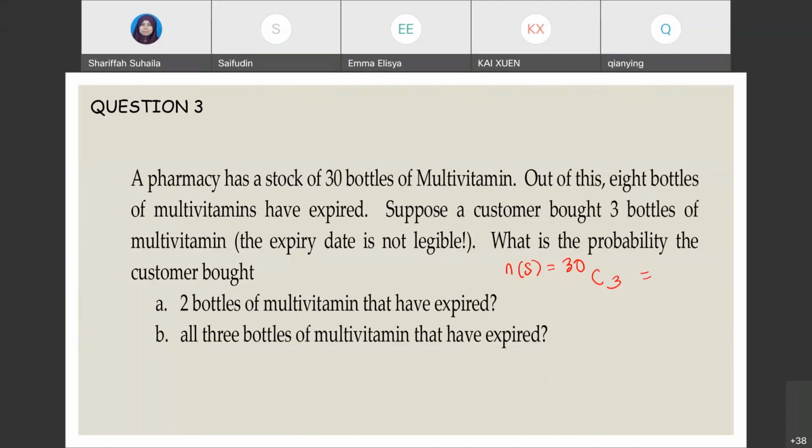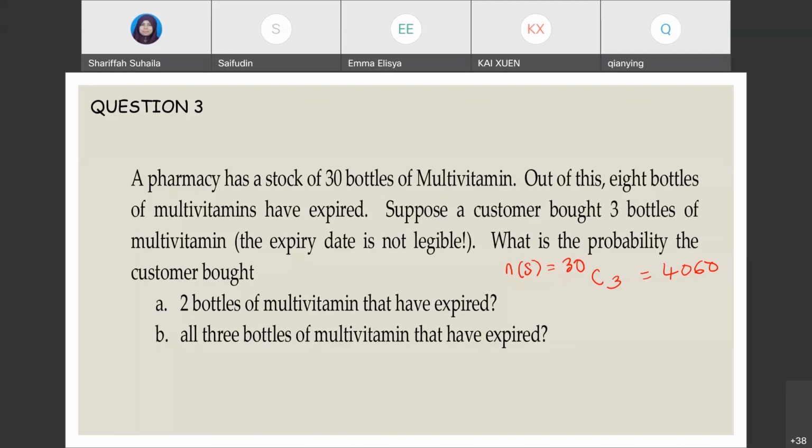Okay, so you have 40, 60 dulu, ya. Okay, that one. Okay, now you want to find 2 bottles that have expired. So kita ada 3 bottles. Sorry, 8 bottles yang expired. 8 bottles yang expired. You nak beli 3, ya, betul, ya.